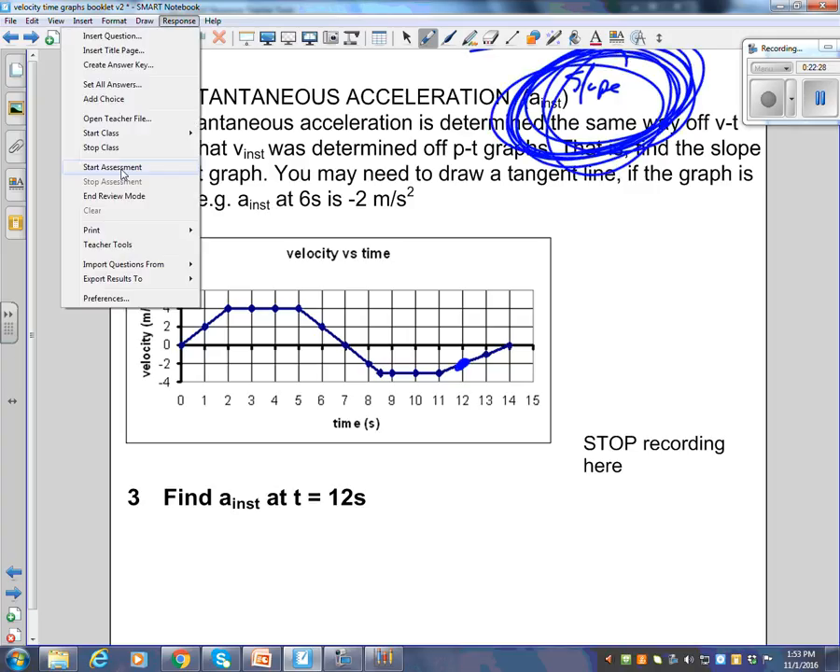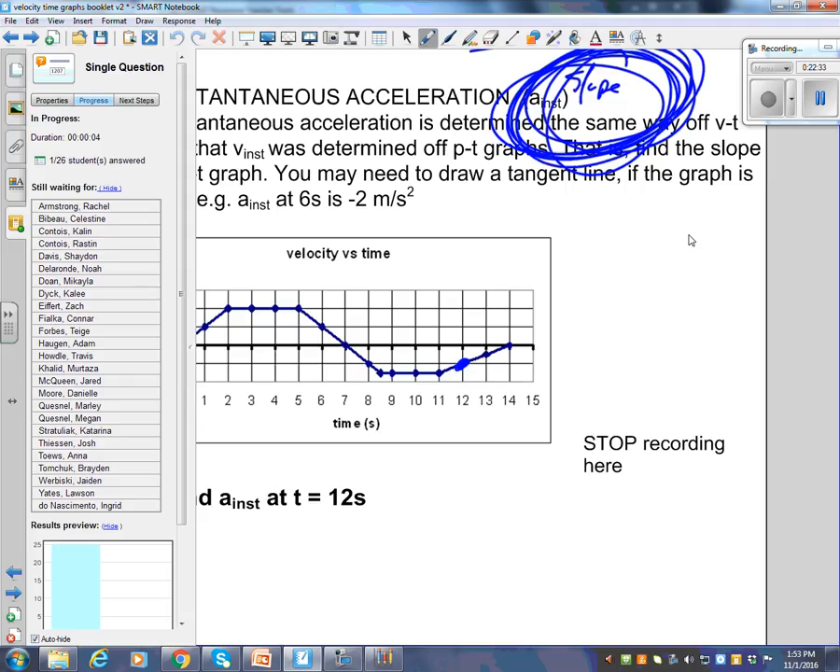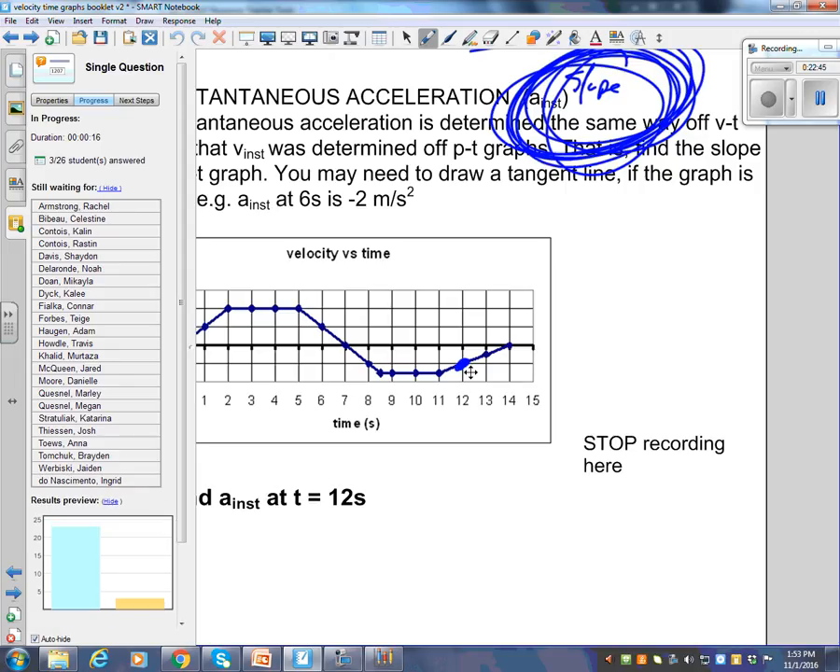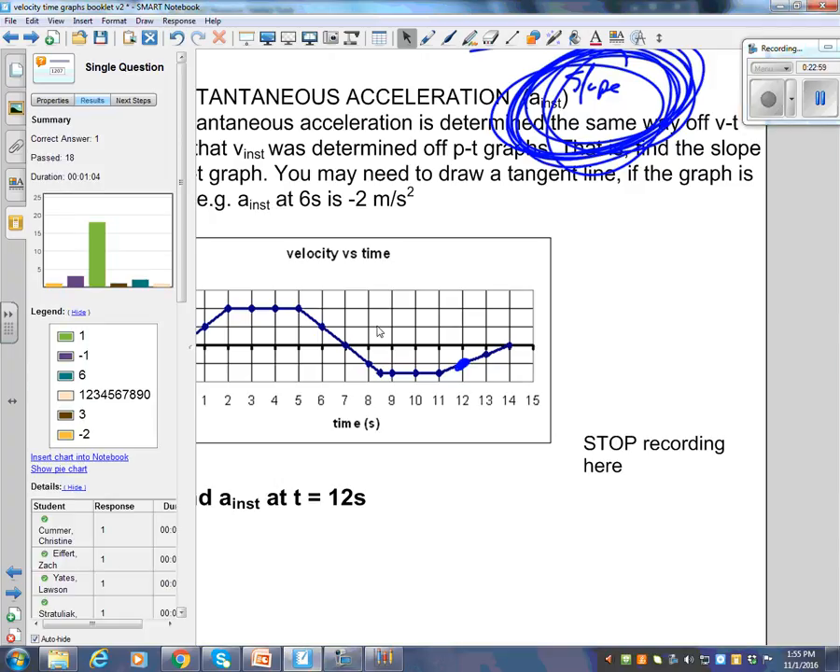Instantaneous acceleration at 12 seconds, right there. Correct answer is +1. Someone entered 1. Okay, I'm not sure what's going on there. Well, I know that it's not -1.